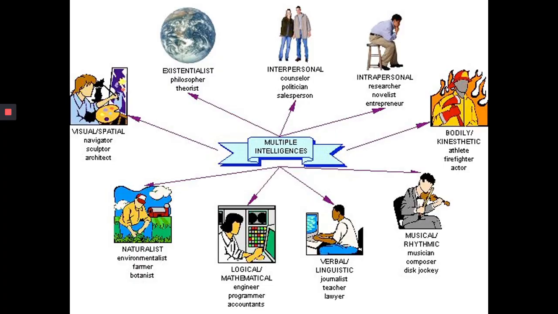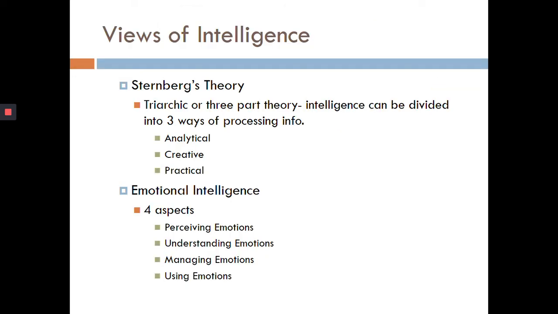So here's the views on Gardner. If you had intrapersonal intelligence, careers you could have are a researcher, a novelist, an entrepreneur. If you're logical-mathematical, that's engineer, programming, scientist, things like that. So he used that to help guide people and help them figure out what they should probably do for a career.